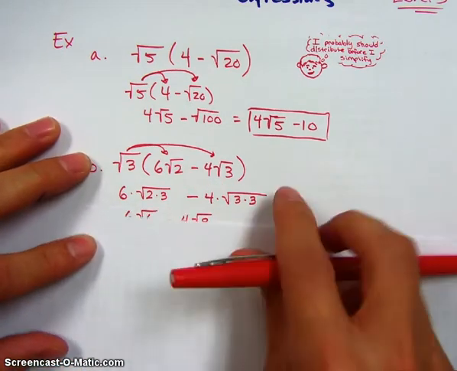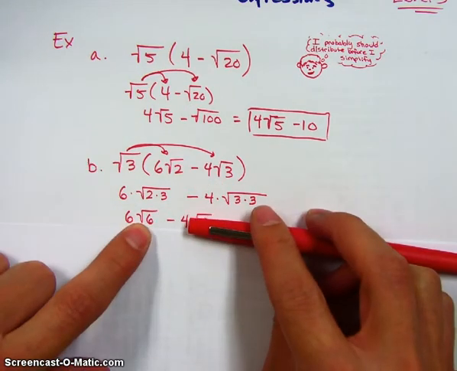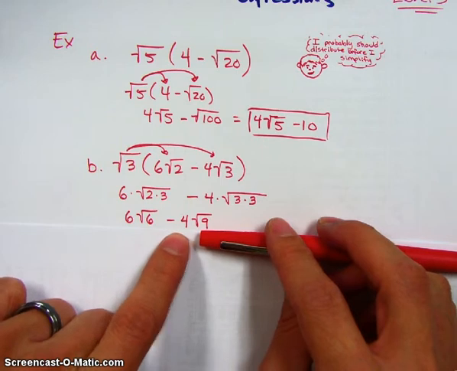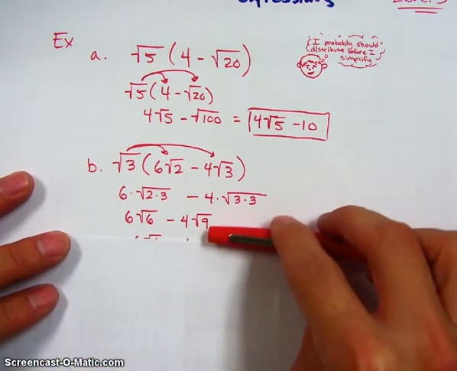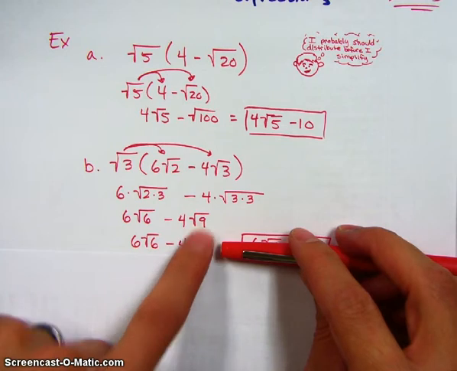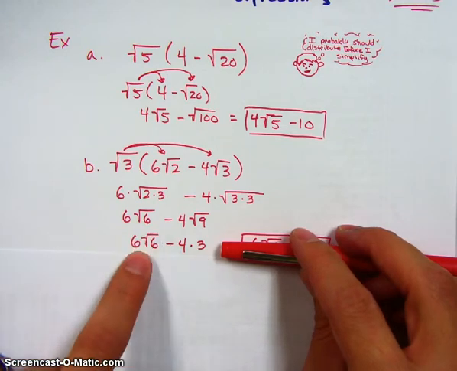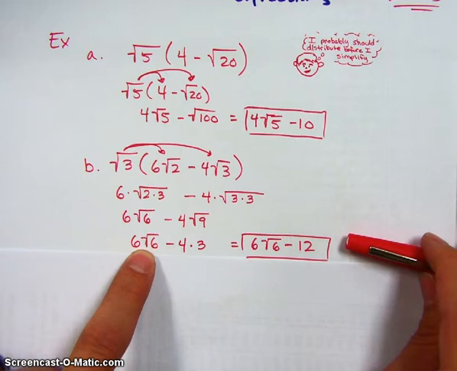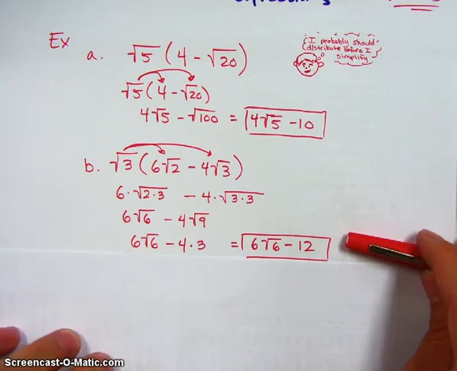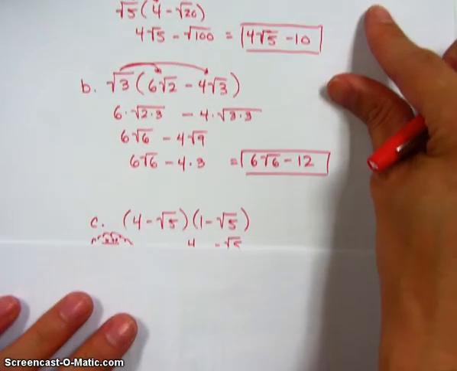If I simplify that, I get 6 rad 6. Over here, this turns into 4 rad 9. Now, wait a minute. 4 radical 9. Radical 9 is a perfect square, so that's going to turn into 3 there. This can't simplify any further. That stays the same. So my last final answer here is 6 rad 6 minus 12. Okay? All right. Let's go one more here.